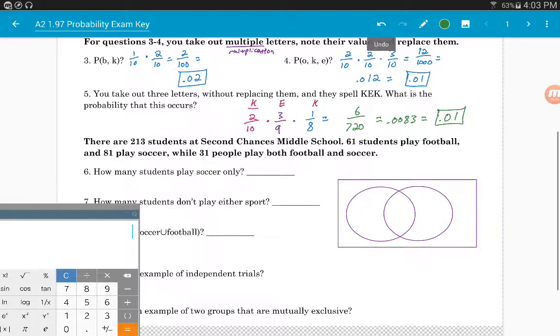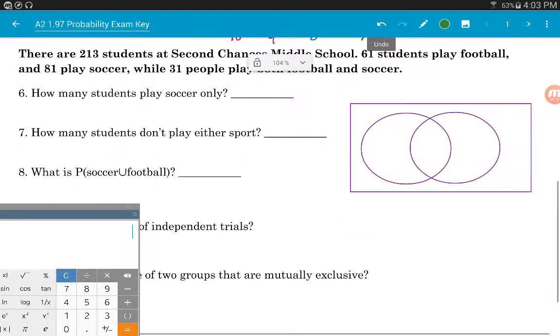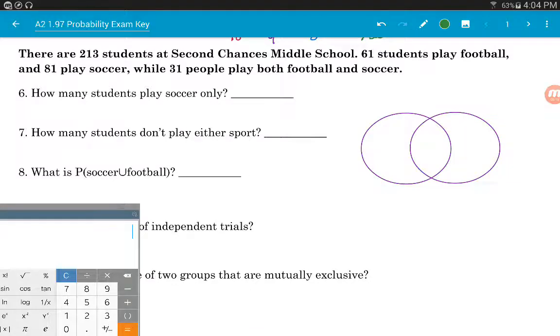Moving on. There are 213 students at Second Chances Middle School. 61 students play football and 81 play soccer, while 31 play both football and soccer. So I have to, first off, construct a Venn diagram. So it's one circle for football, one circle for soccer, and then a box around the whole thing.